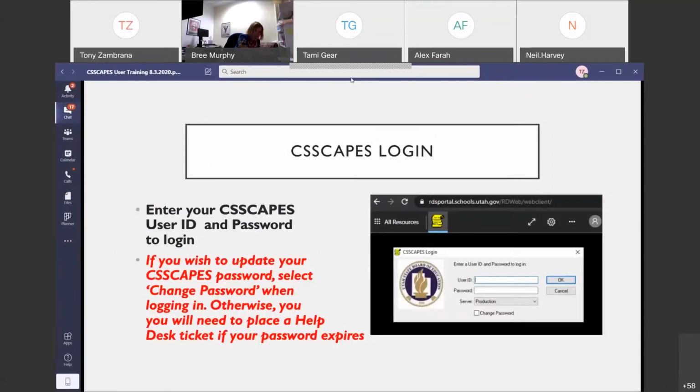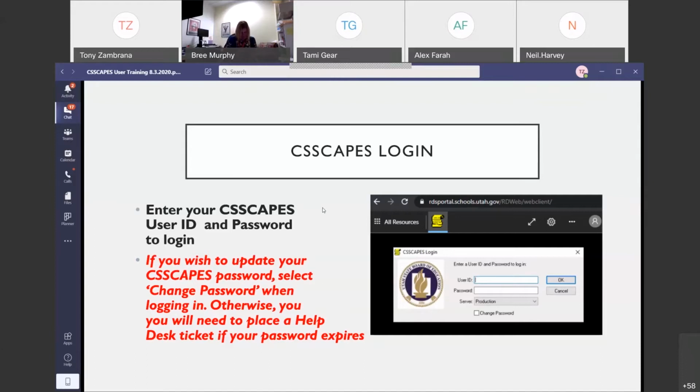If you maintain your password and update it regularly, then you won't need to call the help desk or submit a help desk ticket. You can just maintain your own password. The way to do that is when you enter your user ID and password, you also select the change password box there. Then when you log in, it'll ask you to change your password. Otherwise, you'll need to submit a help desk ticket and we'll change it for you. But really, that's not the ideal way.